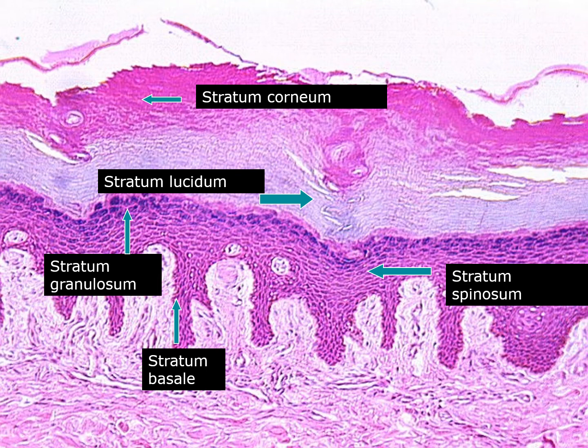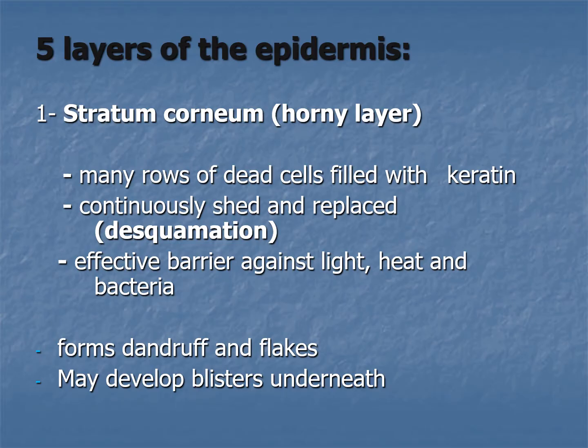Then stratum spinosum, which has polyhedral cells. This is 7 to 8 layers thick, and the stratum basale, which has a columnar layer and rests over the basement membrane. So these were the 5 layers of the epidermis which we saw in the histopathological view.